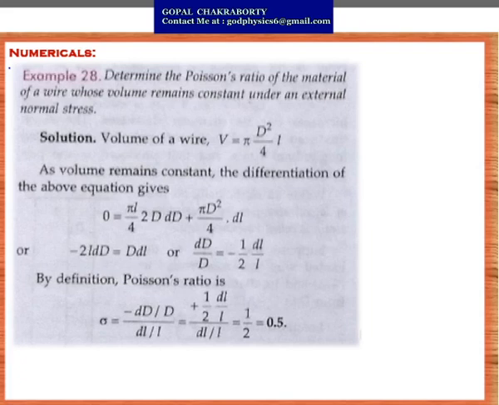So you can rearrange and write dD by D equals minus half of dL by L. As you know, Poisson's ratio is the ratio of lateral strain with longitudinal strain. So it gives the sigma value equal to minus, and the minus will cancel out, giving half of dL by L whole dL by L. So that equals half, that means 0.5.